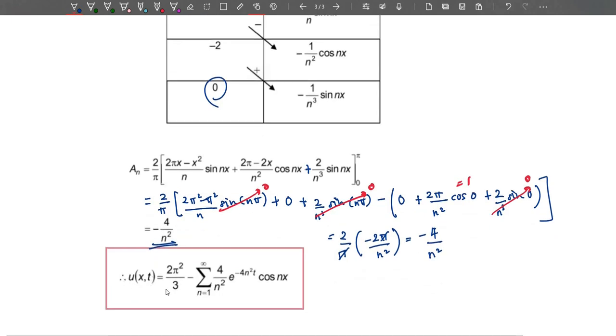And therefore, u(x,t) equal to A naught, capital letter A naught. So 2π squared over 3 minus, it can also be put outside, to the front of the summation. So negative summation n from 1 to infinity, 4 over n squared, e to the negative 4n squared t, cos nx. A bit of reminder, don't forget the exponential. It is part of the solution. That's it for case B.